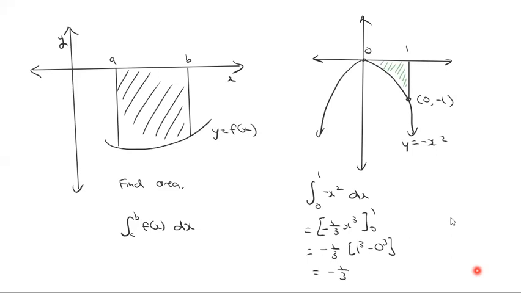Now, can that be the area? No, because it's negative, and area is always positive. So we could definitely do the integral. There's no problem doing the integral, but we get an answer that in some ways we might think doesn't make sense. Any ideas what we would do?